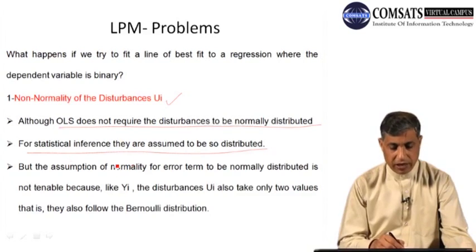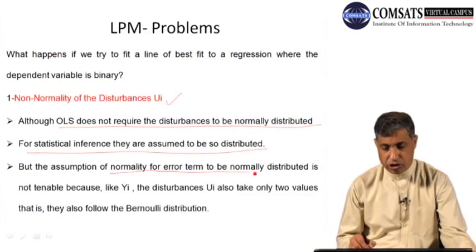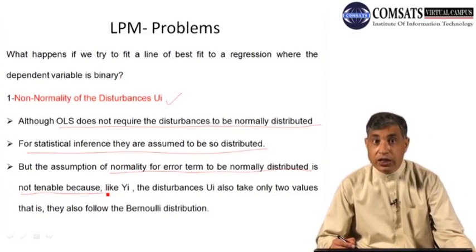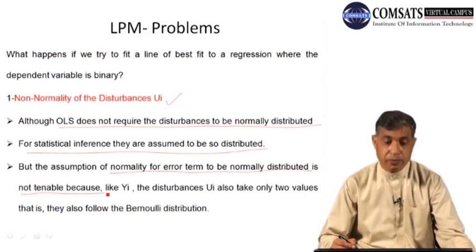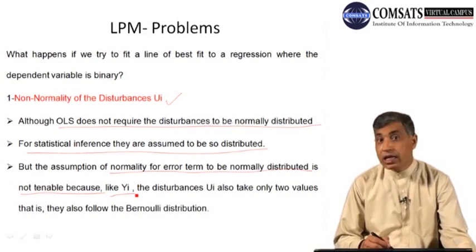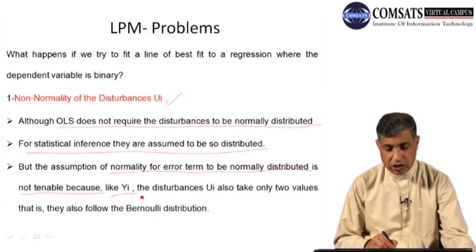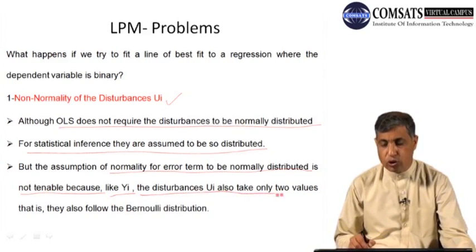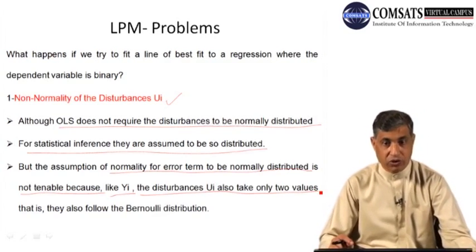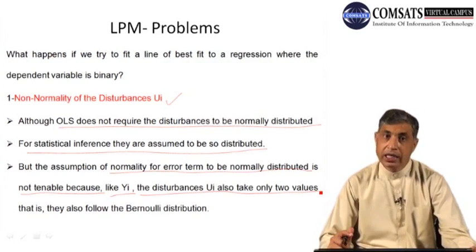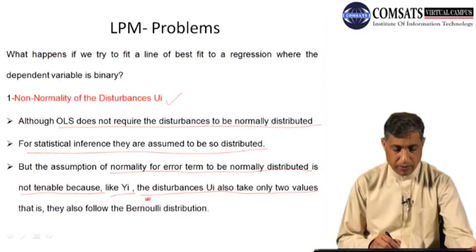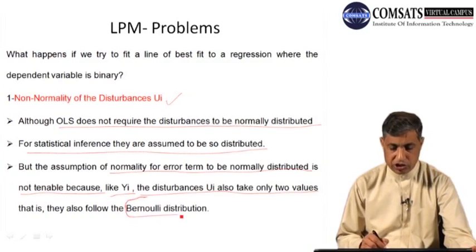But the assumption of normality of the error term is not tenable now. It is not comprehensible. Why? Like Yi, which is your probability, the disturbance ui also takes only two values. When your dependent variable takes only two values, 0 and 1, your ui also takes two values, and they also follow the Bernoulli distribution.